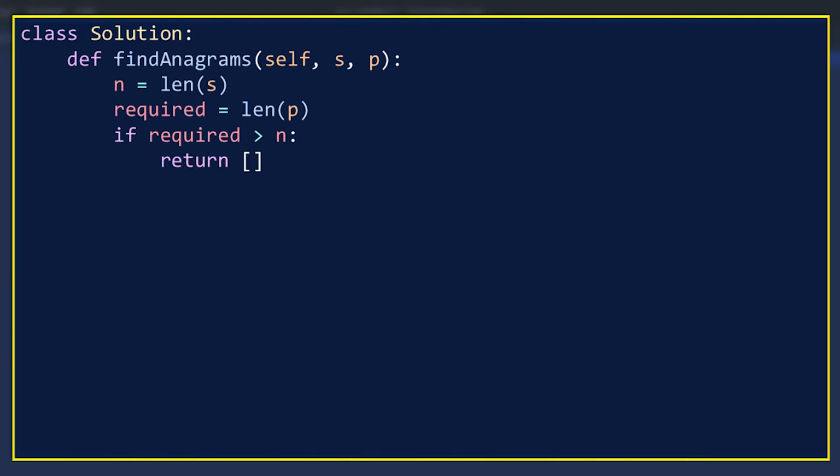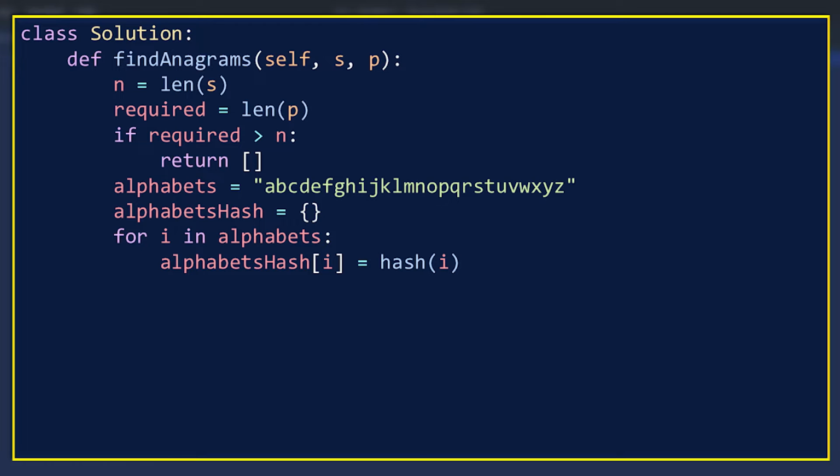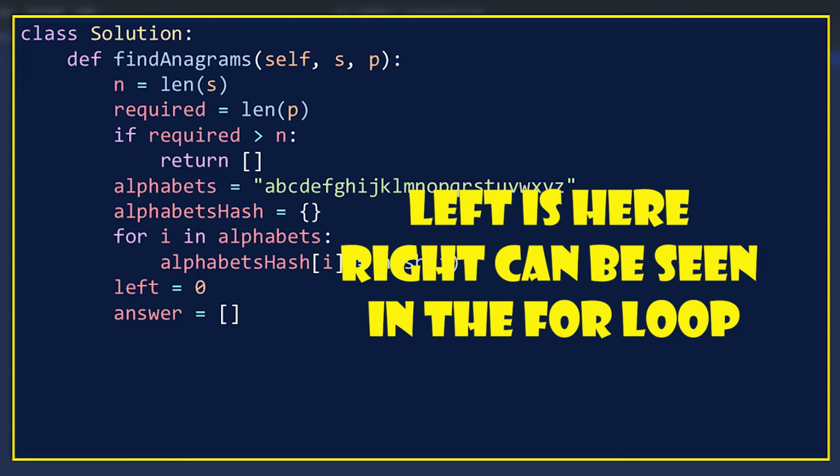We start by checking if the length of the required string P is greater than the length of the string S. If it is, we return an empty list. The next step is to create a hash table of all alphabets, which can be done using the hash function and a string containing all alphabets, mapping each hash with its respective value, and then have an empty list to store your answers. We then use two pointers to track the substring inside our given string S.